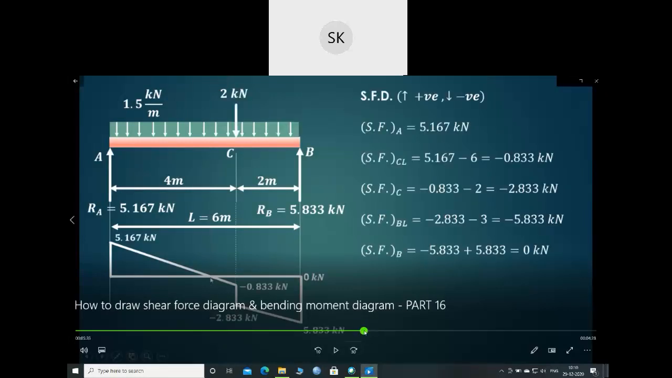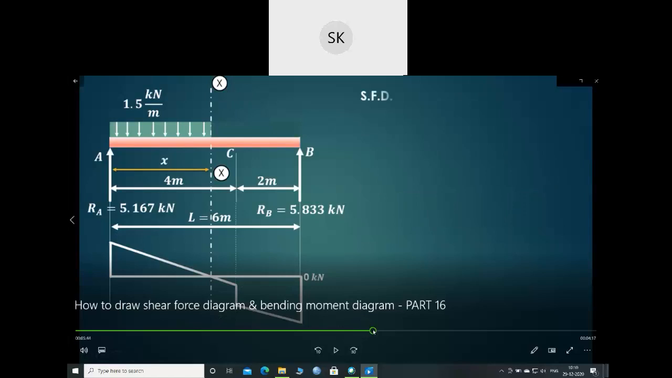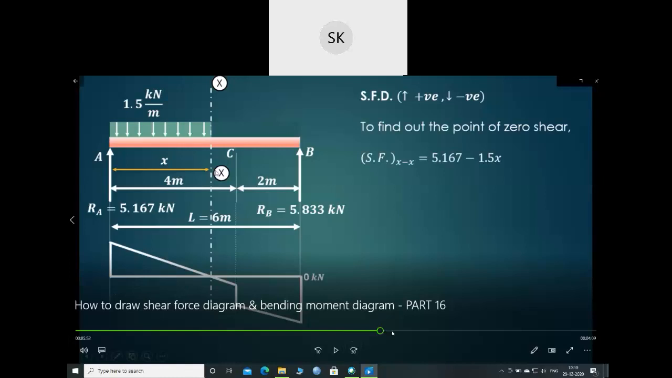Now, if in the question it is asked at what distance your shear force is 0, if you draw it graphically, you can say at what distance it will be 0. But if it asks you at what position your shear force will be 0, take a section. You have two sections, between A to C and C to B. It's up to you. Take one section. Suppose I'm taking a section XX at a distance of X meter. Write the shear force equation. Place this equation equal to 0.